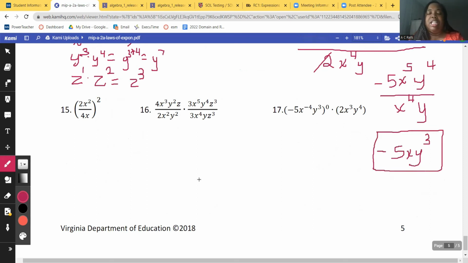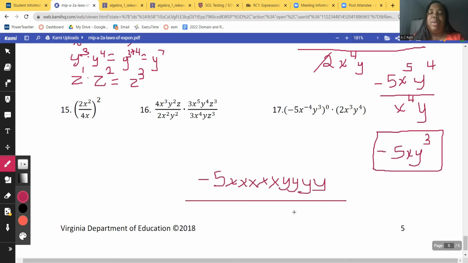If you needed to see it expanded, I will do it here for you. 1, 2, 3, 4, 5. 1, 2, 3, 4. And on the bottom, we have 1, 2, 3, 4, and a y. What happens is cancel, cancel, cancel, cancel, leaving 1 left, and cancel, leaving 3. So this is why we have negative 5x, y to the third power.